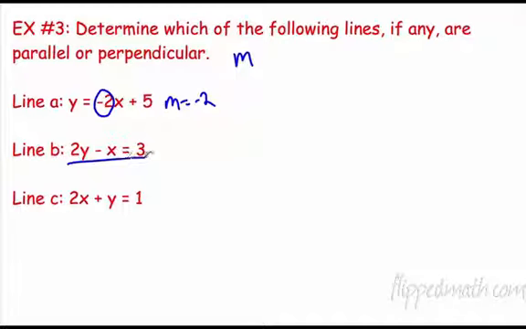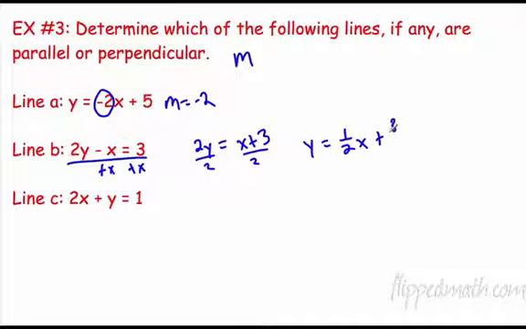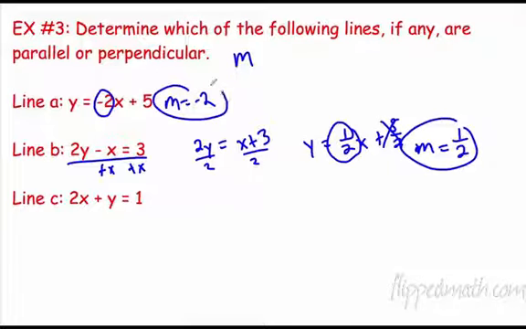Is this in slope-intercept form? No. So I need to add x to both sides. So now I have 2y equals x plus 3. Divide by 2, and I'm going to get y equals 1/2 x plus 3/2. This part doesn't matter. What's the slope? 1/2. So my slope for B is 1/2. All right, we got 1/2, we got negative 2.